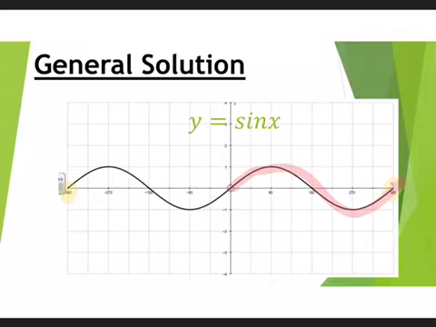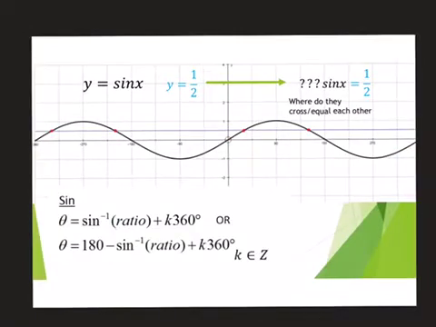So on the next slide, I have drawn in, again, the y equals sine x, and I have put in y equals a half. Now, y equals a constant is a straight line, and it's this blue straight line here. I've just made it a little bit darker. So the blue straight line is representing y equals a half.